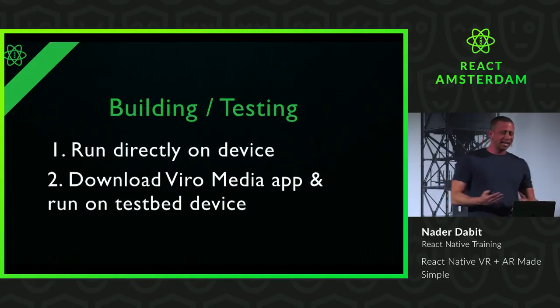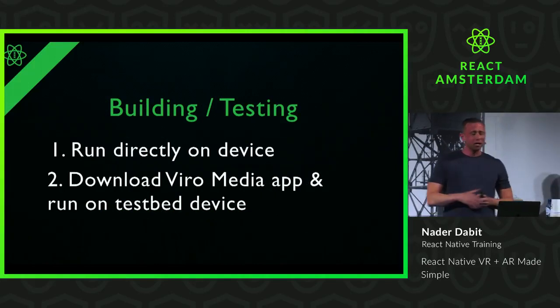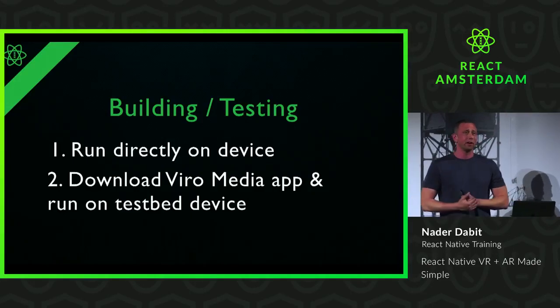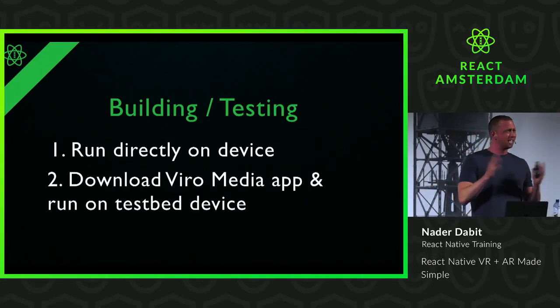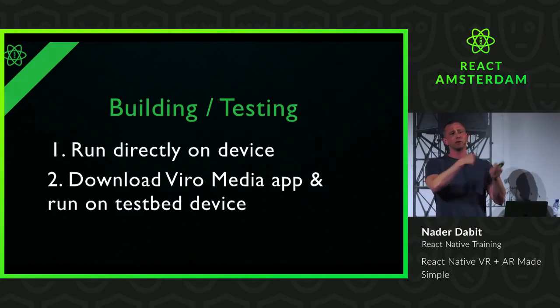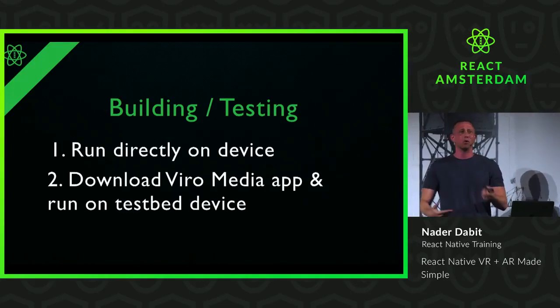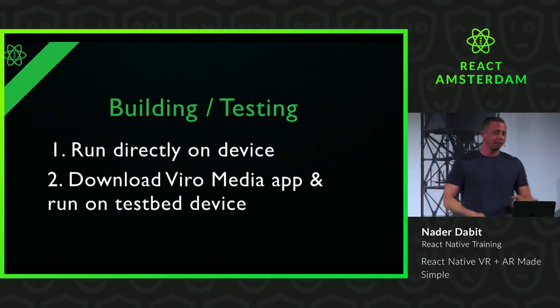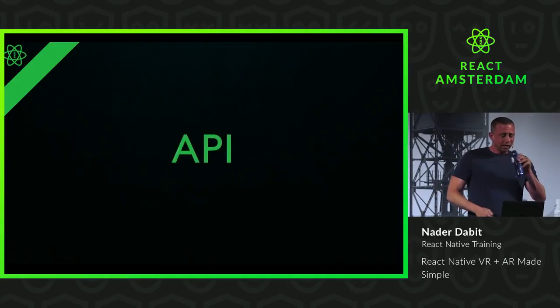And then as far as building and testing, there's a couple of different ways to go about this. You can run it directly on your device. You cannot run it on a simulator. You do have to, of course, run it on your device. But the cool thing is you can download the Viro Media Testbed, an app that you get from the App Store, and you develop on your machine, and then it gives you a URL. It reminds me a lot of Expo, where you just save it on your machine and refresh on your phone, and you're able to do it that way. So that's a cool way to get started developing quickly without having to do a lot of stuff. So let's take a look at the API.